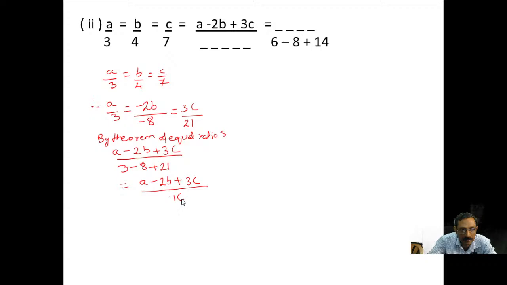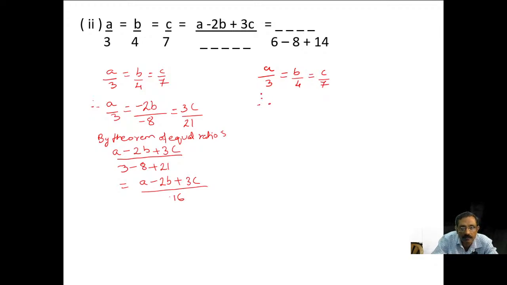I will be getting is 16. Okay, so we know that what value we are going to get is 16 over here. What about this? Look at this. We have 6 minus 8 plus 14 plus 14. What we have with us, let us see. A upon 3 is equal to B upon 4, which is equal to C upon 7.